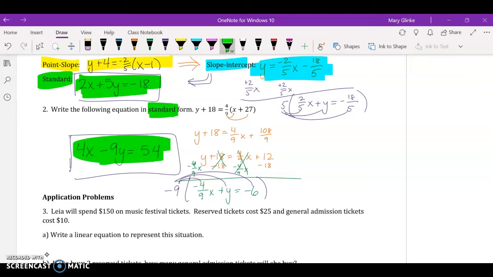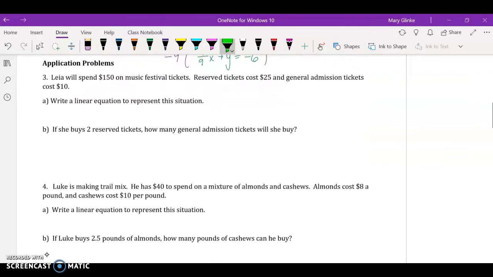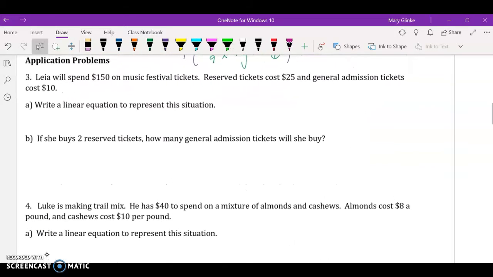So let's take a look at these different applications. Why do we have all of these different forms of lines? Well, they're all good for different things, and you'll see that in your applications here too. With these applications, you really have to pay attention to what is given to you in the problem.